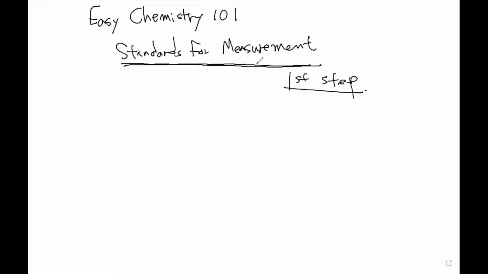Okay, so we are learning standards for measurement. Careful and accurate measurements for each ingredient are essential when you do chemistry in the laboratory. So I would like to say what is the observation.